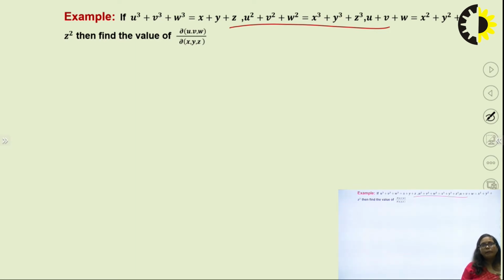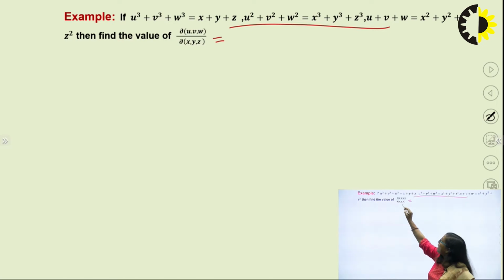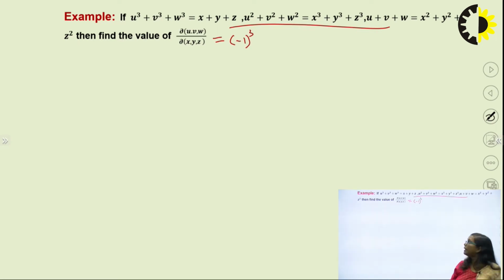If anyone remembers the formula for implicit functions, we have just recited it. What is the formula? If I need to find the Jacobian of u1, u2, u3 with respect to x1, x2, x3, I have here 3 dependent and 3 independent variables. So in the formula I have minus 1 to the power 3 over here. Clear?